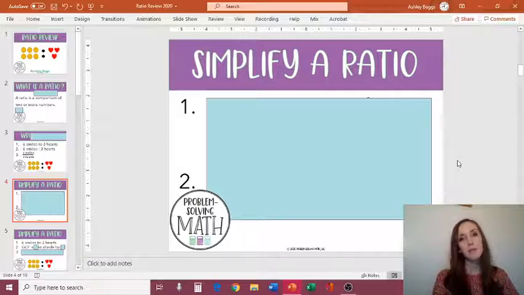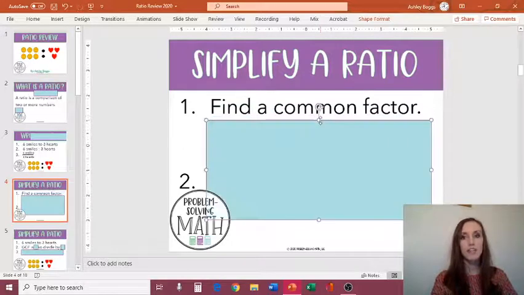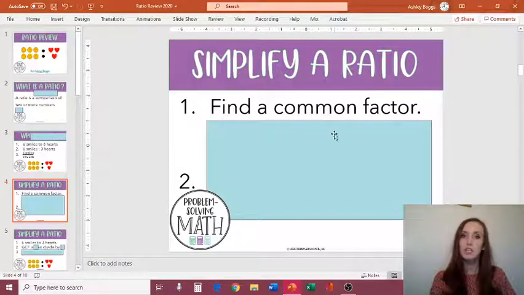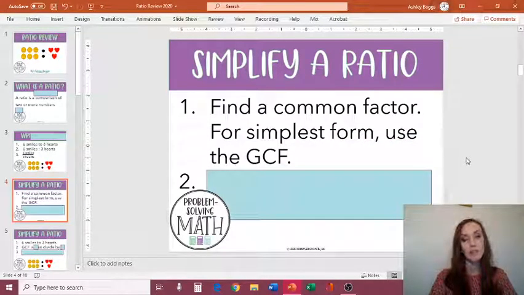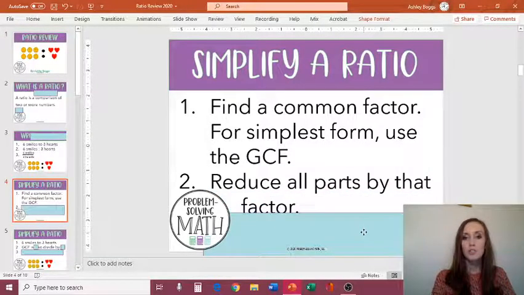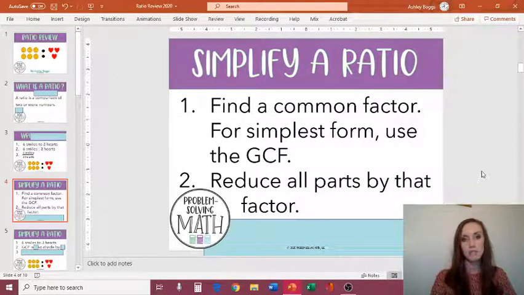Now, many times you may be asked to simplify a ratio. We do this by first finding a common factor. See which factor both items have in common. If you're asked to put it in simplest form, you'll need to use the GCF, or greatest common factor. That is the largest number that will go into both items. Then we reduce all parts by that factor. We do this by dividing. In this case, reduce doesn't mean subtracting because we want it to be even. So we're going to divide.